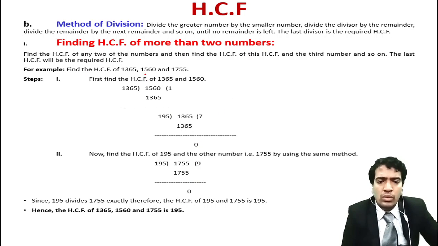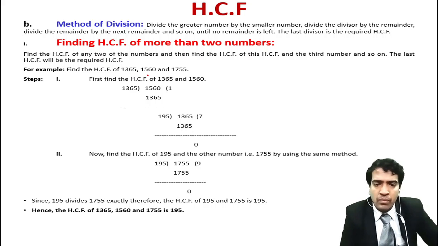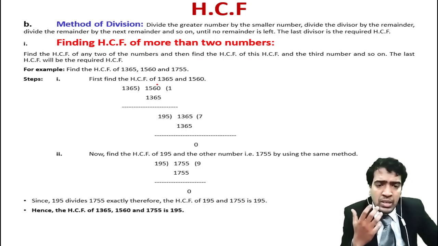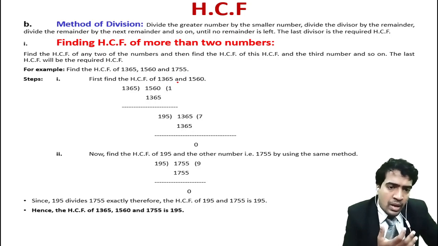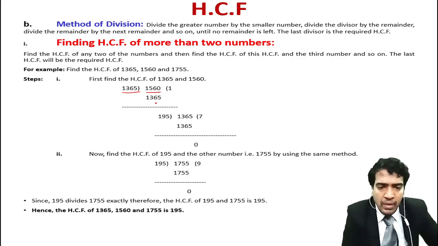Okay. So let us first try to find out the HCF of the numbers 1365, 1560 and 1755. Okay. Now first take the lowest of these numbers and the next highest number. So treat the lowest number as the divisor and the next highest number as the dividend, and try to divide them and find out the remainder. So you see that when you multiply 1365 by 1, you will have a remainder of 195.